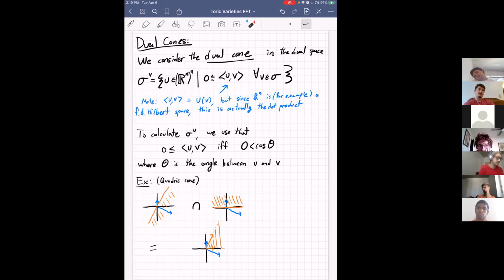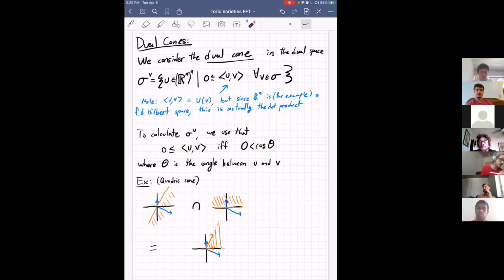And so we can actually calculate this dual cone in a very concrete way. Basically we use what we learned in Calc 3, where the dot product is the norm of u times the norm of v times the cosine of the angle between them. So in particular, if the angle between them is less than 90 degrees, then it's going to be positive.